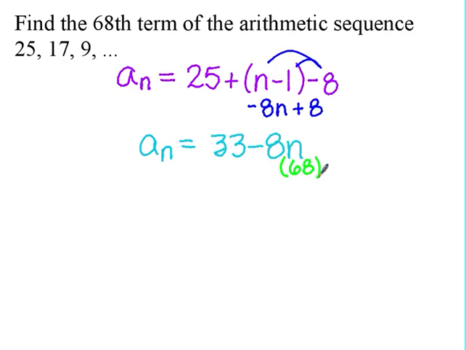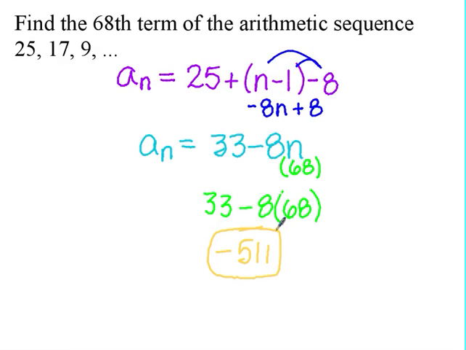And that's it. Okay. So I end up getting 33 minus 8 times 68. What does that come out to be? Negative 511? So negative 511 is going to be your answer. So if I wanted to find the 100th term now, you would plug in 100 for n. So whatever term you want to find, you plug that in for n.